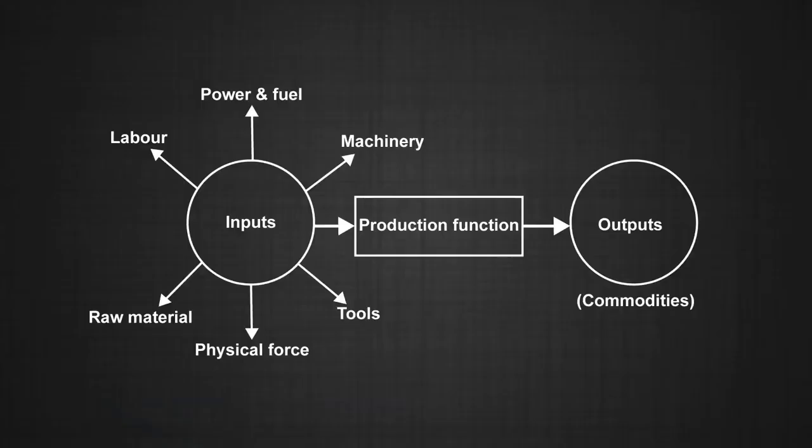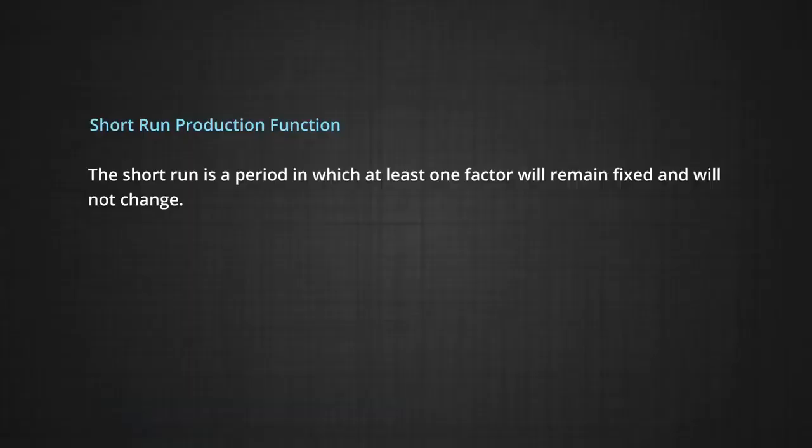Changes in the total output by changing all inputs are possible only in the long run, whereas changes in the total output by varying the amount of a single input may be possible even in the short run. On this basis, it is common to discuss production functions over the short run and long run. The short run is a period in which at least one factor will remain fixed and not change. Production can thus only be increased by using more of the variable inputs.